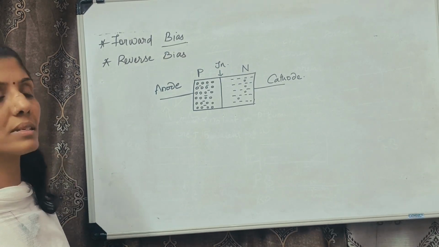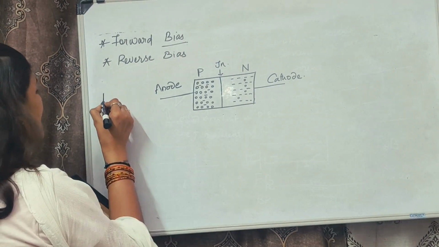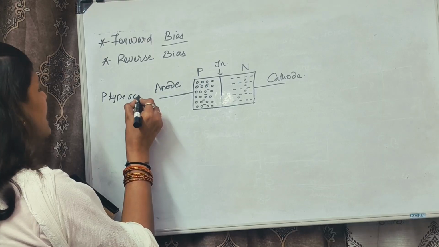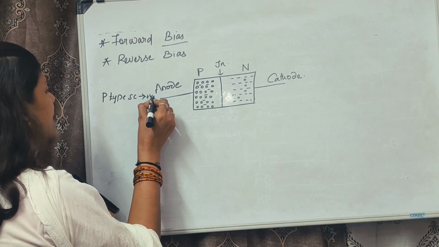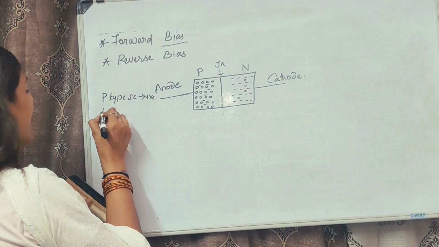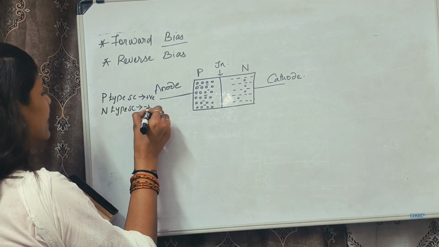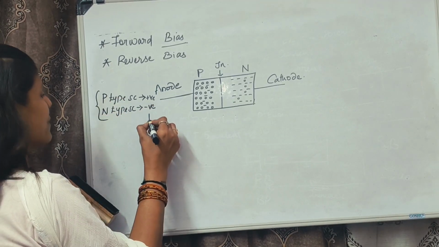So forward bias. What is forward bias? The P-type semiconductor gets connected with the positive terminal of the battery and the N-type semiconductor gets connected with the negative terminal of the battery.